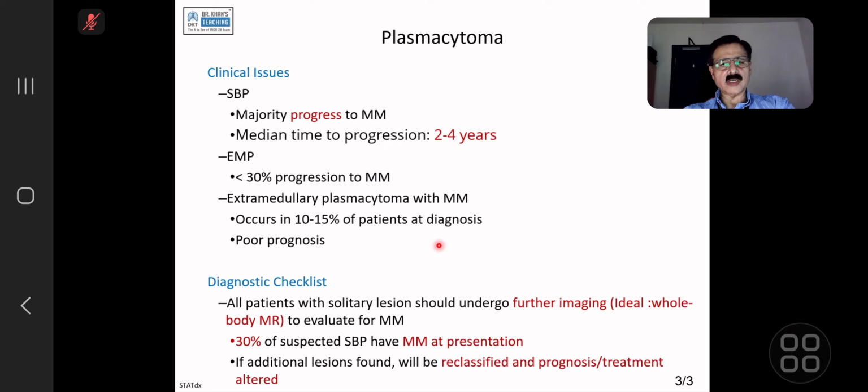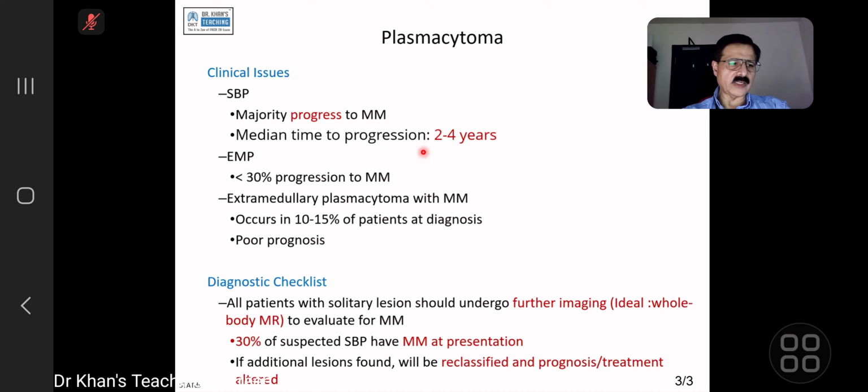But if radiologically you are calling it a plasmacytoma, in the same breath you should ask for more imaging so that you can rule out multiple myeloma. And why do you want to do it? Because with a plasmacytoma, the median time to progression is 2 to 4 years, when it becomes multiple myeloma. And in many cases, the presentation itself is multiple myeloma instead of a plasmacytoma.